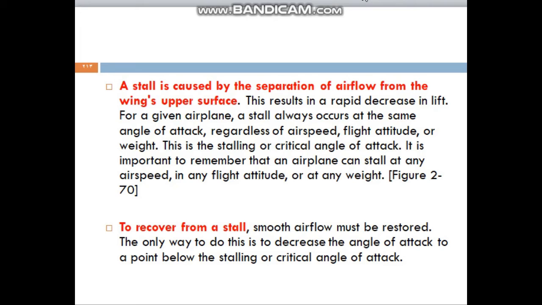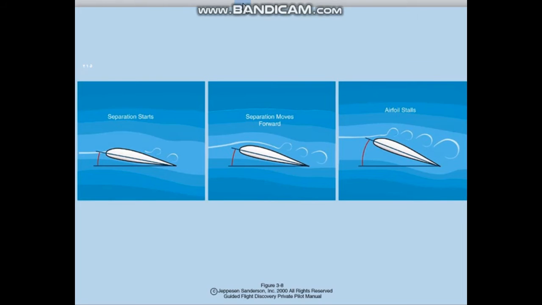It is important to remember that an airplane can stall at any airspeed, at any flight altitude, or at any weight. To recover from a stall, smooth airflow must be restored. The only way to do this is to decrease the angle of attack to a point below the stalling or critical angle of attack, as we see here in this figure.